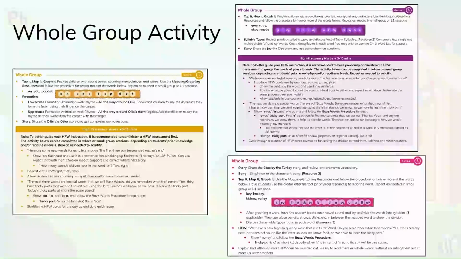There's also a separate high frequency word activity that can be used in whole group or small groups, depending on students' prior knowledge or readiness levels. You can use the 2-week pacing guide for grades K through 1 to determine how to best fit this activity into your phonics sessions. Chapter 3 allows the same structure as 2, except the letter formation is usually replaced with a separate skill related to phonics and decoding. Chapter 4 has a similar structure, except the song has been moved to whole group, and there will either be a high frequency word or skill activity as well.